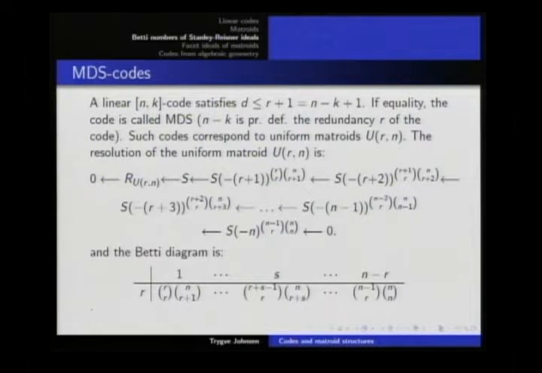So the Betti diagram is another way. The Betti diagram gives the size of these things up here. But it's flat, it's horizontal, as you see, the Betti diagram in this case. So this is a well-known result, of course, for MDS codes. It's just an illustration of how the theorem works. And so you get the weight hierarchy like that.